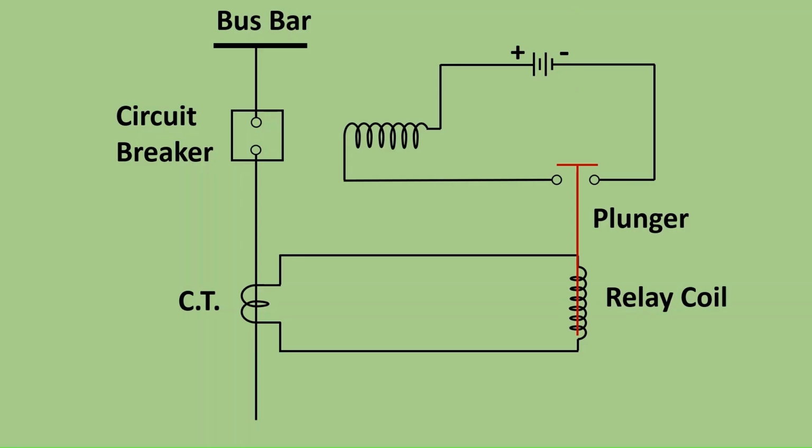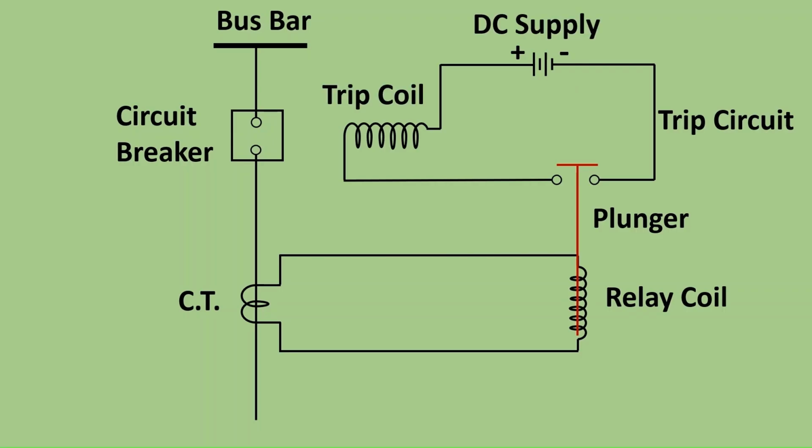Now you can see a separate circuit is drawn just above the plunger. This circuit is called the trip circuit. This circuit contains a DC power supply, a trip coil and two contacts. The contacts are placed just below the relay coil plunger. The trip circuit can be closed only by the relay coil plunger. The trip circuit contacts are normally in open condition.